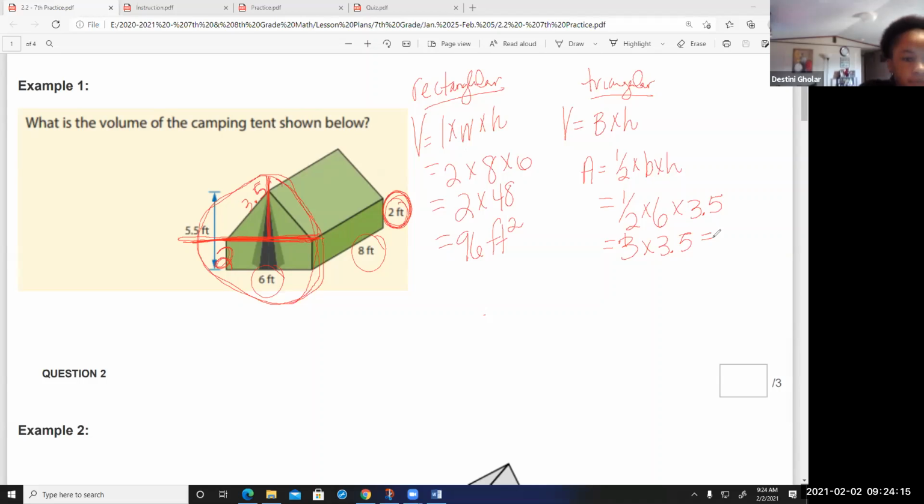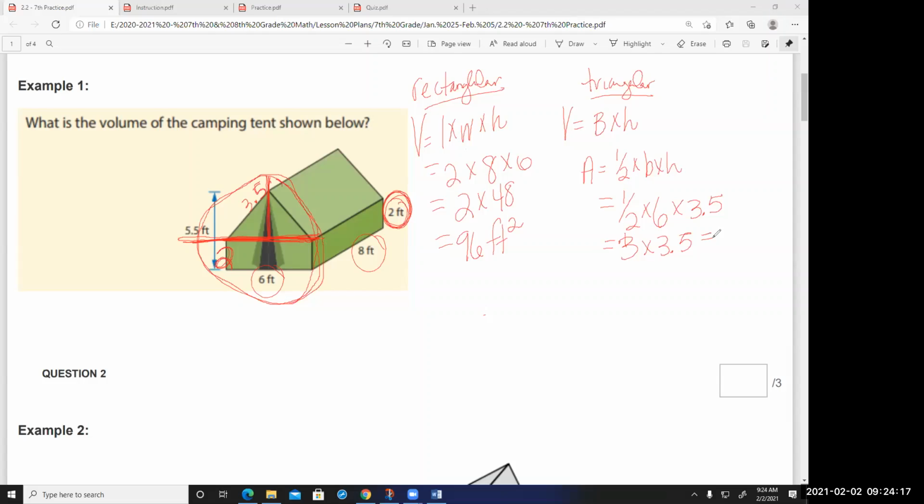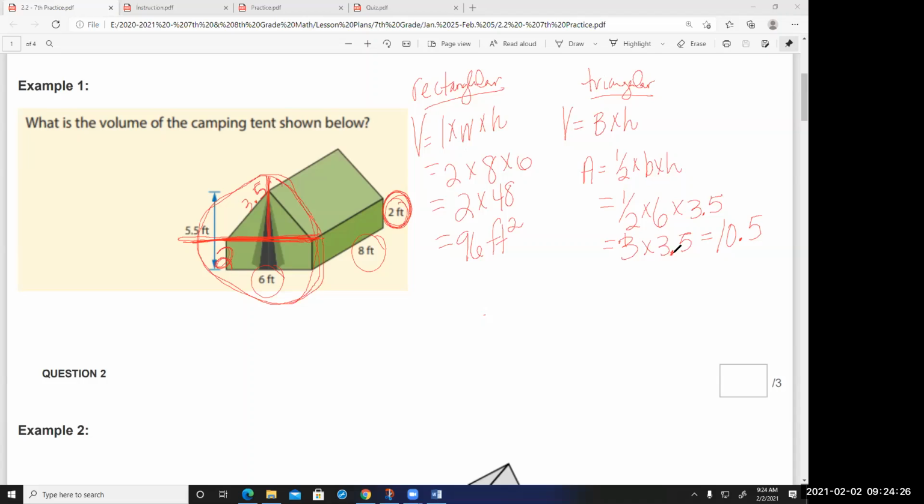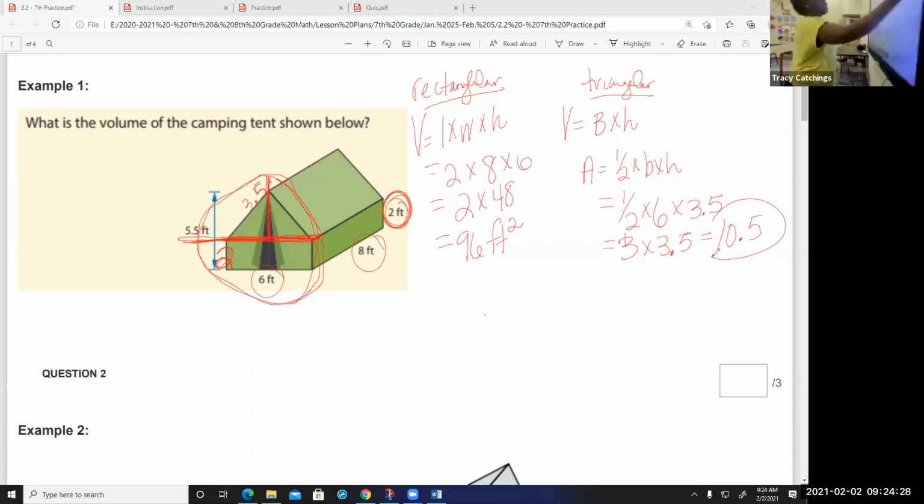10.5. Miss Catchings, is that 35 or 3.5? 3.5. Okay. All right, so the area of that base is 10.5, and then of course we have to multiply that by the height. What's the height of it?